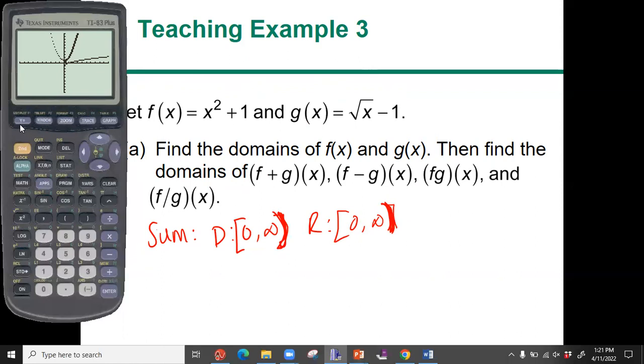And then I can change it. So now I'm going to go back to Y1, Y equals, and I'm going to change it. So instead of adding them, I'm now going to do what? Subtract.